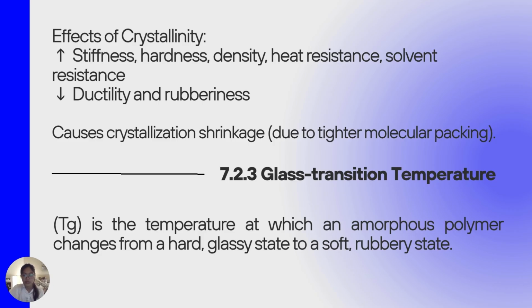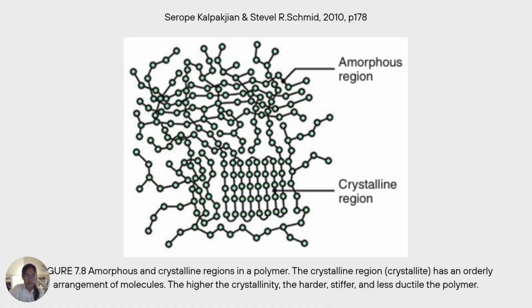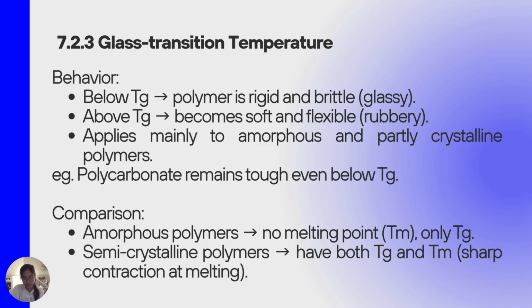Next, we'll discuss a very important concept, the glass transition temperature, or Tg. Tg is the temperature at which an amorphous polymer changes from a hard glassy solid to a soft rubbery state. This is another example of the amorphous and crystalline regions in polymers. There we can see the amorphous regions, and then the crystalline regions, which seem more uniform. Below Tg, the polymer molecular chains are frozen, so it's stiff and brittle. Versus above Tg, the chains gain mobility, allowing the material to bend and deform easily.